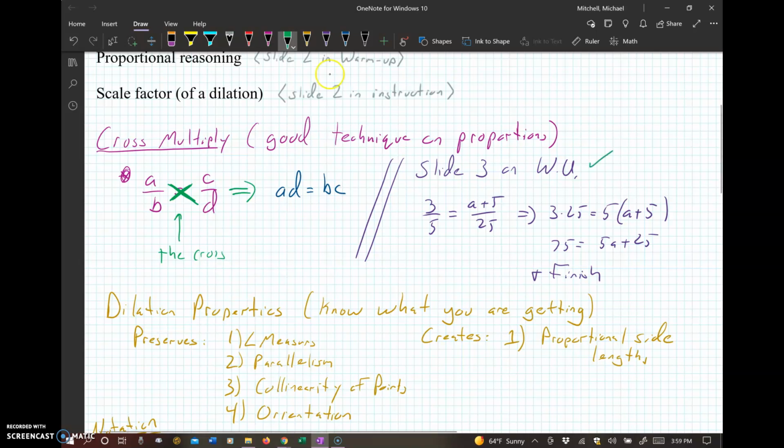So slide 3 on the warm-up. They give you a proportion, and they ask you to solve it. So you should be able to turn this into this without my help. I want this purple to make my 5 look a little better. Okay, so we got 3 times 25. And then we got 5 times a plus 5. And again, notice I have this times the parentheses. I have to multiply it times the entire statement, not just a or not just 5. We distribute. 75 equals 5a plus 25. And from there, I'm going to let you finish up solving that one for slide 3 on the warm-up.